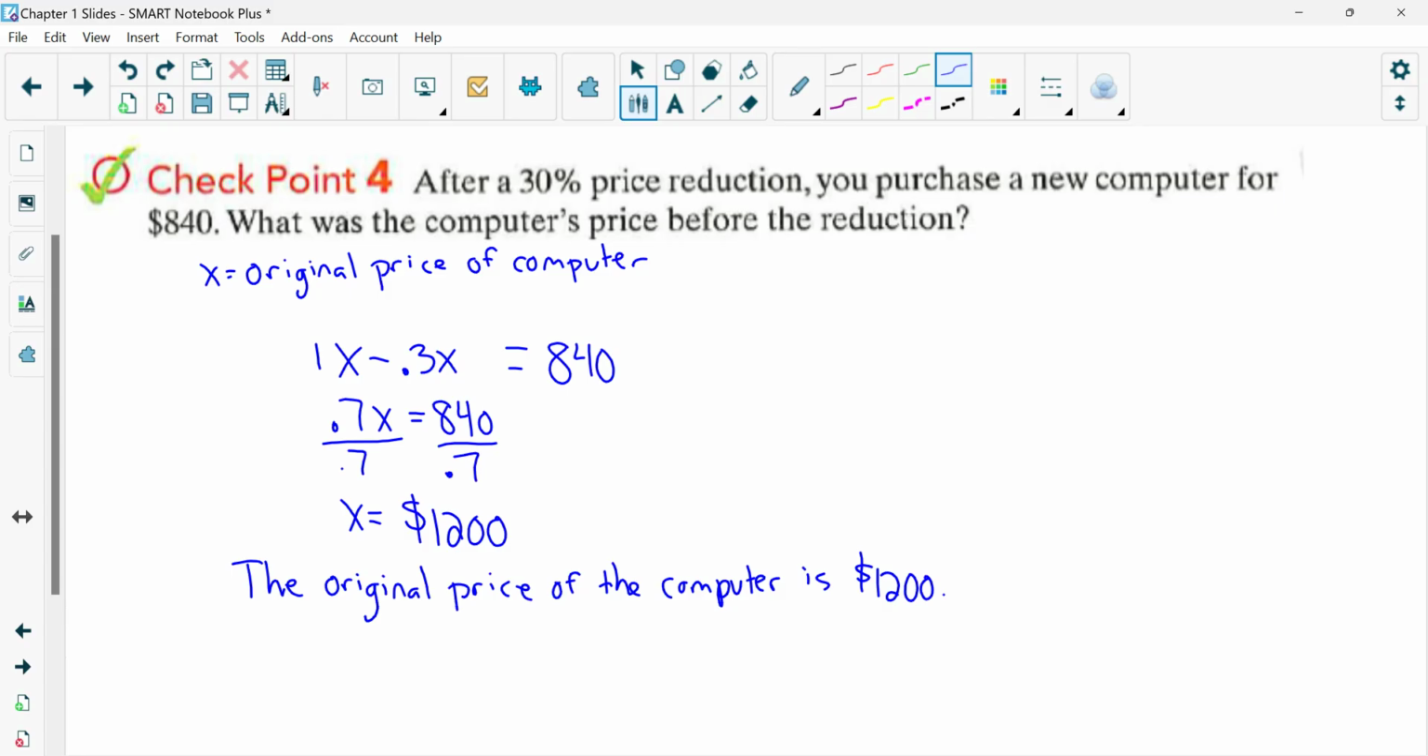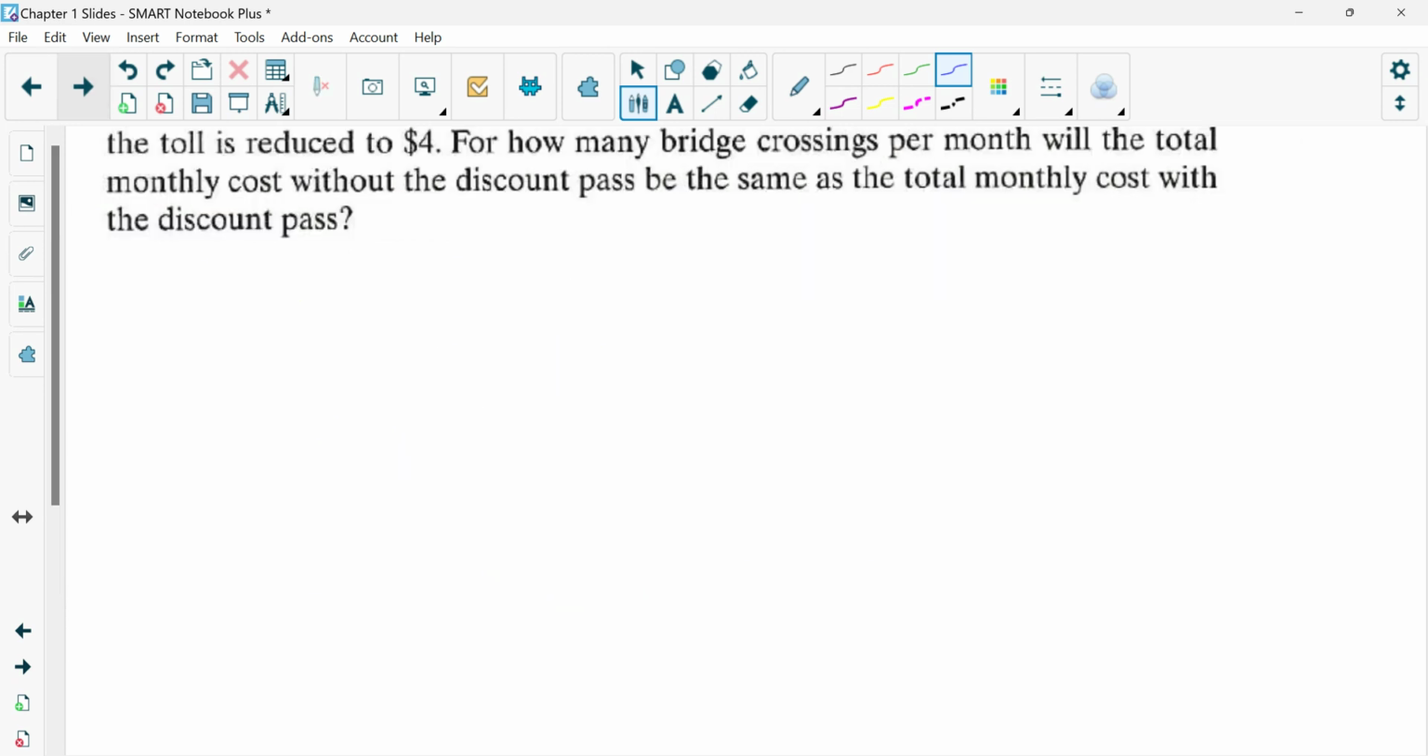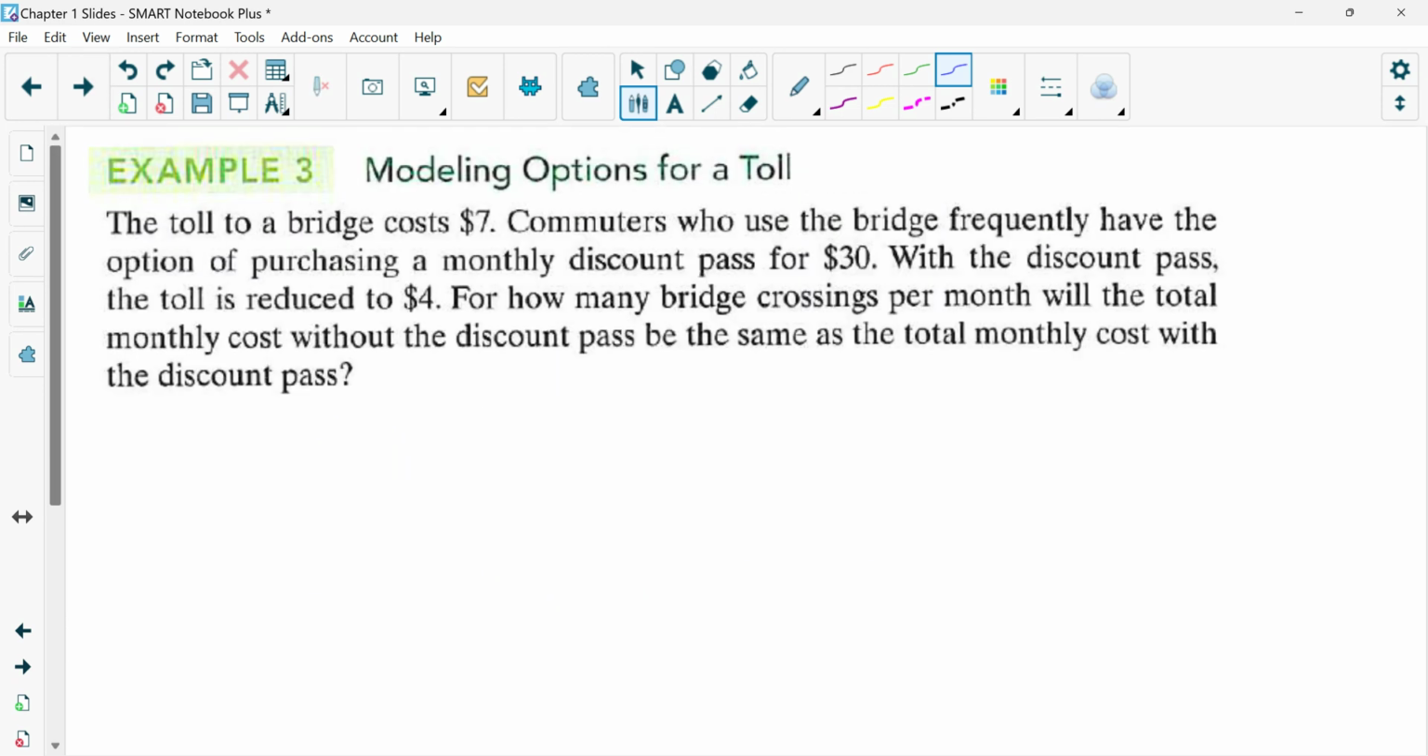All right, there's two other types of questions that we'll look at, and then you'll have some time to work. Go ahead and read this type of problem.